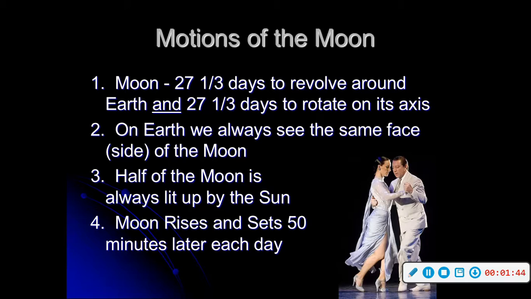So we always see the same face of the moon, the same craters, and the reason why, because again, the moon rotates 27 1/3 days and it revolves 27 1/3 days. Half of the moon is always lit up by the sun, just like Earth. But the amount we see of it lit up changes, and we'll talk about that. That's called phases of the moon. The moon rises and sets 50 minutes later each day. We said that already from the other PowerPoint we talked about the other day.